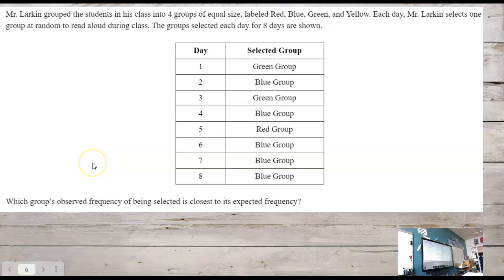Can anyone talk about this one and what observed frequencies mean? We've started to do this stuff in Con. What's a frequency? How much or how many? Yeah, so guys, if you can't think of that, let's highlight that and make a note. Frequency is how much or how many?